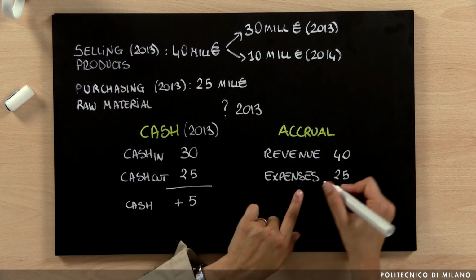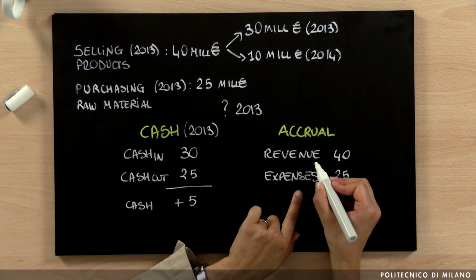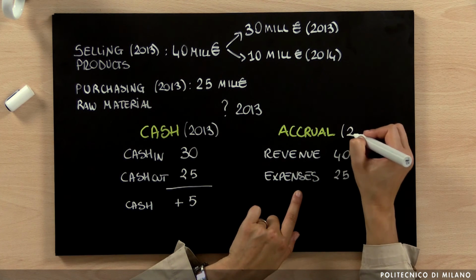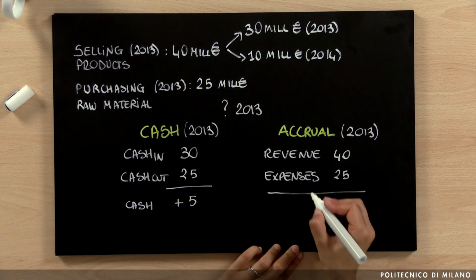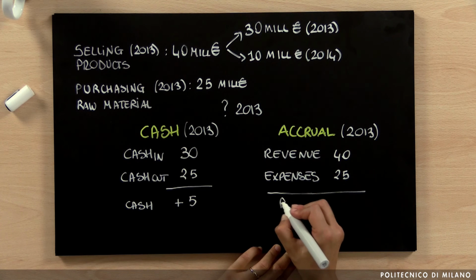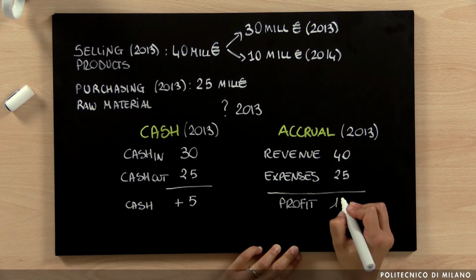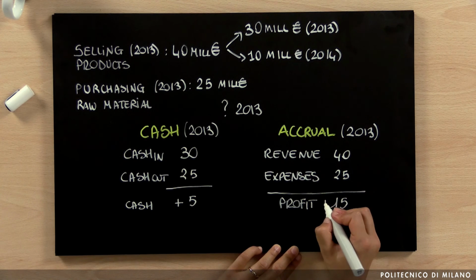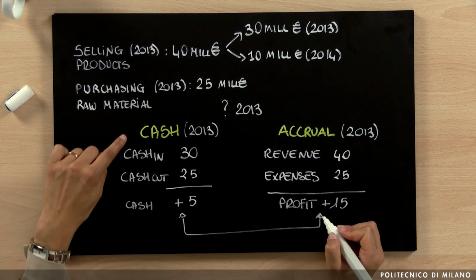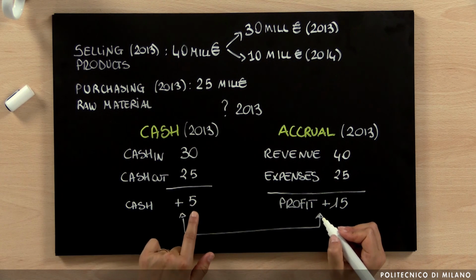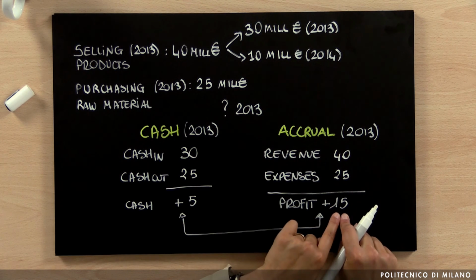So we need to register the resources that have been adopted in order to sell these products. This is the accrual logic. The expense is recorded only if we have a revenue which is registered in the same year. Of course, we are always in 2013. So the difference between the revenue and the expense gives us the profit of the year. And you can see that the profit of the year is plus 15. So look at this. If we adopt a cash logic, we can say that the company at the end of the year has a net cash of 5. But if we look at the accrual logic, we have a profit of 15.